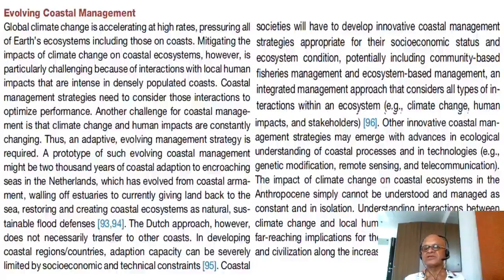Impact of climate change on coastal ecosystems in the Anthropocene simply cannot be understood and managed as constant and in isolation. Understanding interactions between climate change and local human impacts has profound and far-reaching implications for future of coastal ecosystems and civilizations along the increasingly human populated coasts. I should mention here again that fisheries that you are catching off your coast is not completely living and evolving there through the life cycle. It may be spawning elsewhere and coming to your coast when it's an adult or breeding, and something that's happening in the spawning ground may affect your fisheries. So we have to see that all these habitats are interconnected and they're connected to the open ocean as well.